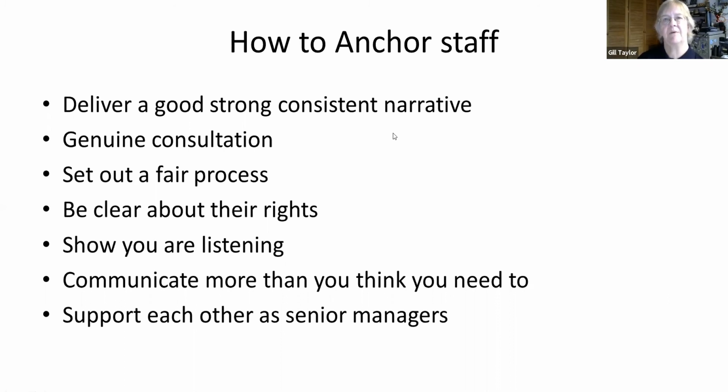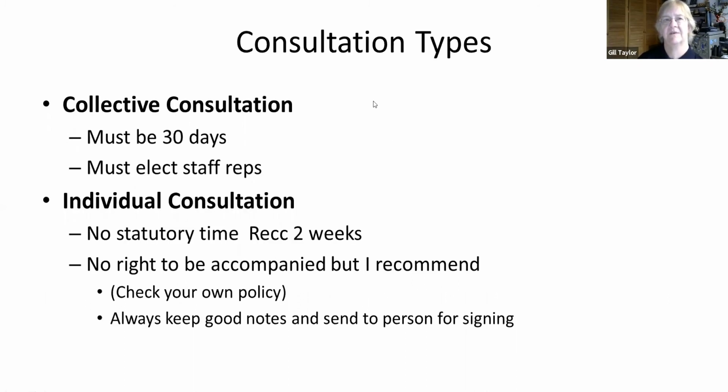So let's just remember about the different consultation types. Collective consultation, talk to me later if you need to about that. Individual consultation, no statutory time limit, recommend 2 weeks. There actually, in law, is no right to be accompanied to these, but I recommend you do, and check what it says in your own policy. Always keep good notes and send to the person for signing afterwards. If you remember your notebook, keep your notebook by your hand. If you have informal chats, write them down in the notebook.